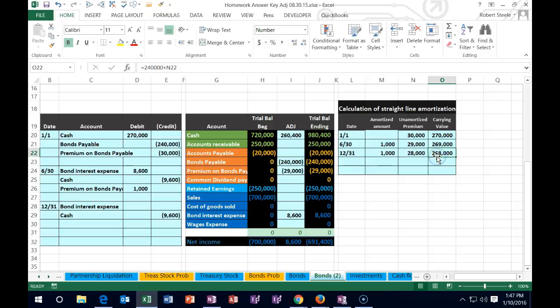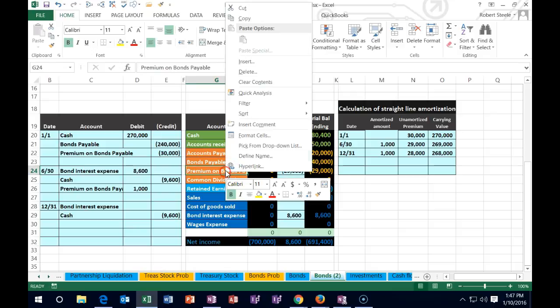All right, so what does that mean? That means that at the end of the day, this is going to stay at 240 after we record this journal entry. This is going to go down to 28, which means that this minus this, once we're done, will be the 268,000. So that also means that we're going to have to bring down the premium by 1,000. So here's the premium. It's at 29. We can see it has a credit balance. We need to bring it down. How do we bring something down? We do the opposite thing to it, which in this case is a debit.